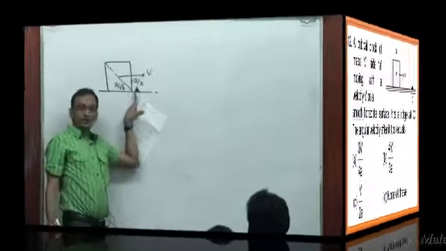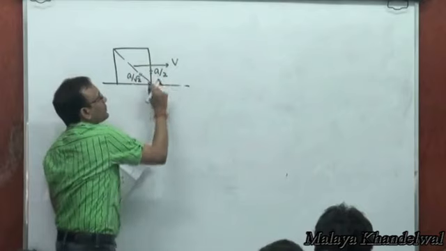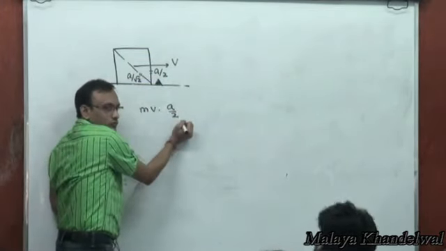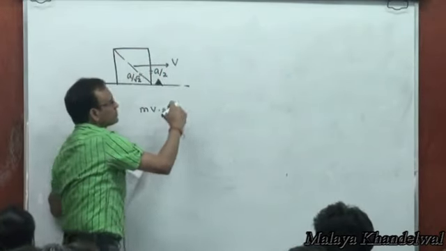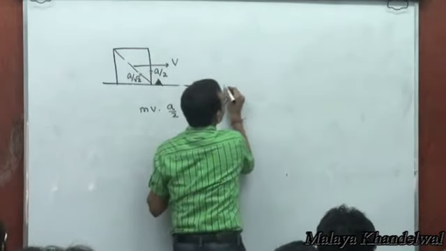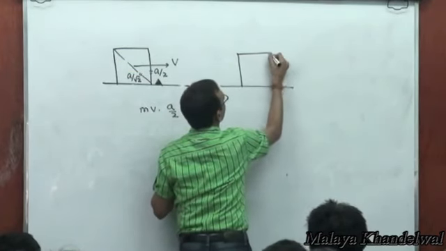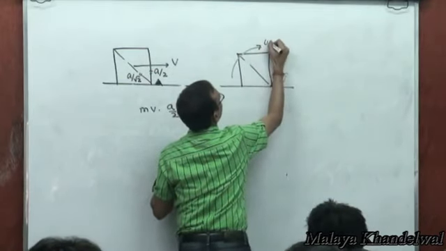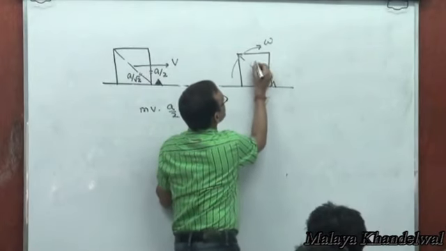So about the ridge, all that you do is preserve angular momentum. Initial angular momentum about the ridge is mv into a by 2. And then once it starts to topple about the ridge, it gets an angular velocity omega about the ridge. Then this is the center of mass.